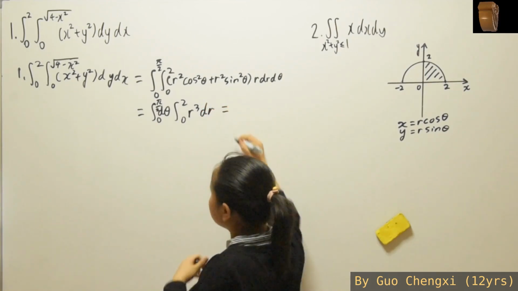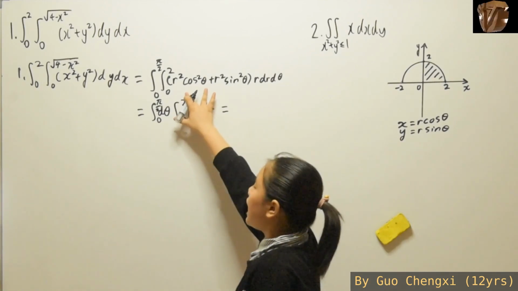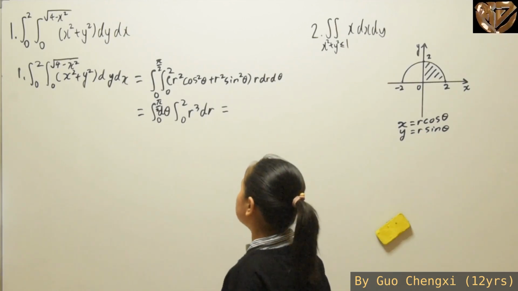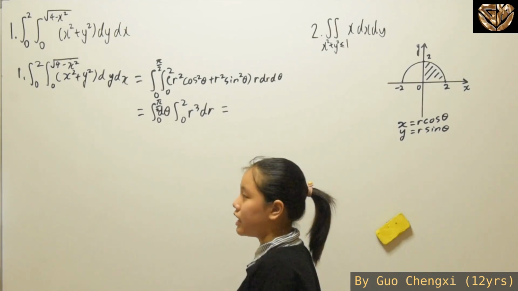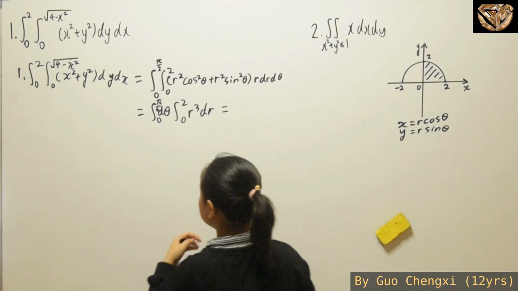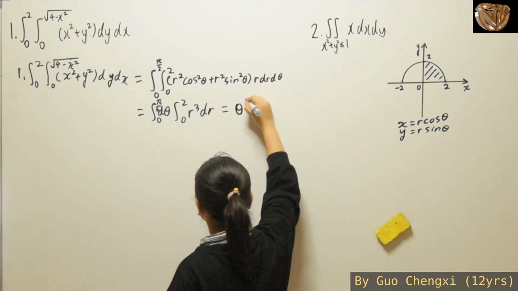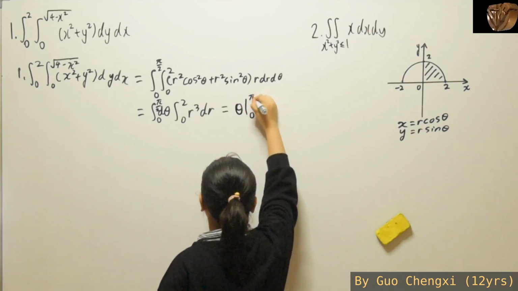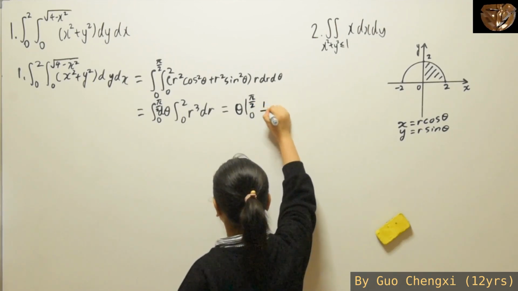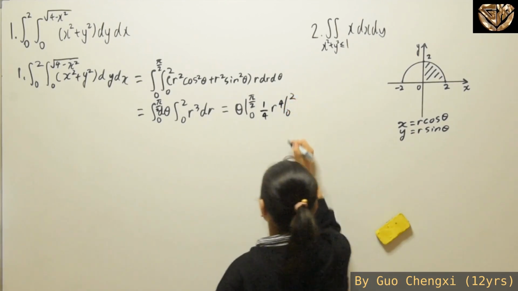So over here, the theta is basically useless because this part had the cosine and the sine. When cosine squared plus sine squared add together, it will end up with a 1. And so we can basically integrate for both theta and r already. For theta, it's from 0 to pi over 2, while for r, it's going to be 1 over 4 r to the power of 4 from 0 to 2.